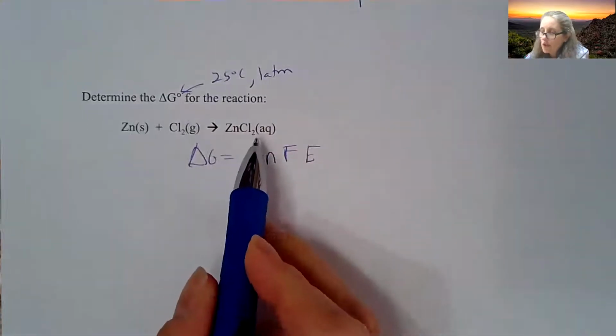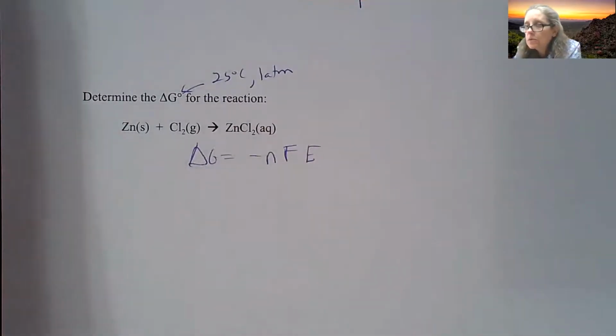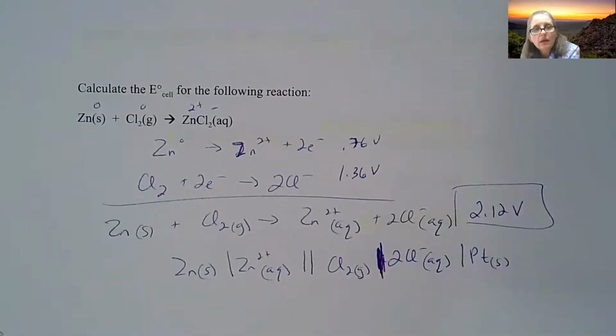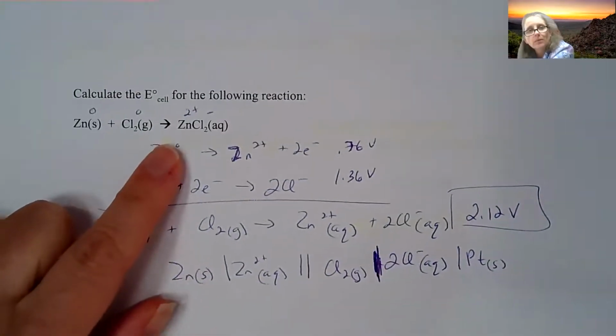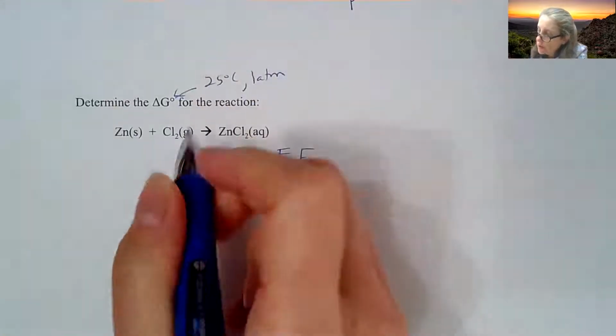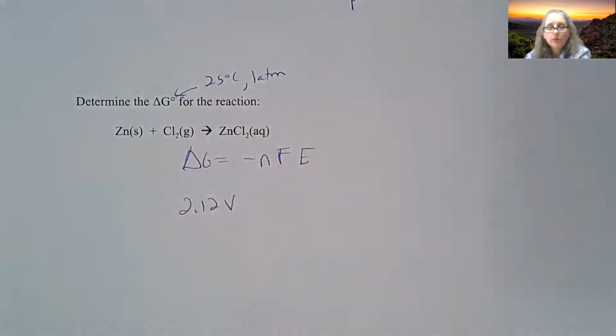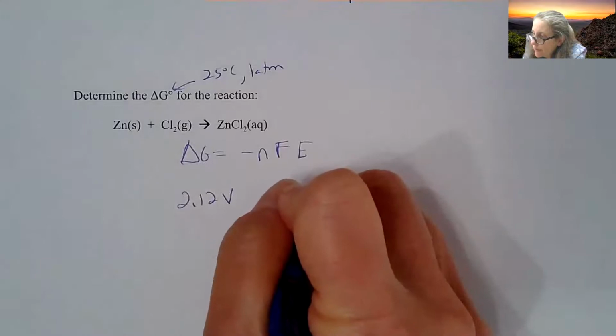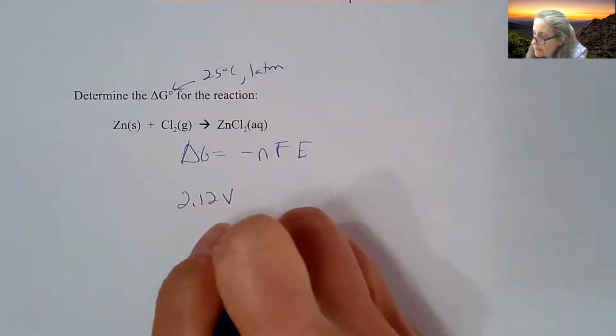So if I go back in my notes, I find this equation. I purposely use something that we've already done. I get 2.12 as my voltage from this particular cell. So what I plug in here is going to be the following.